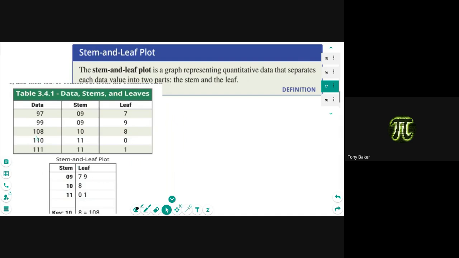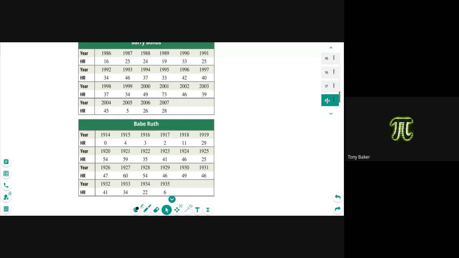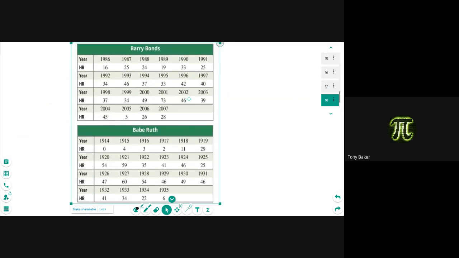Yeah, you're looking for the highest and lowest in the tens, basically. So here's Barry Bonds and Babe Ruth.